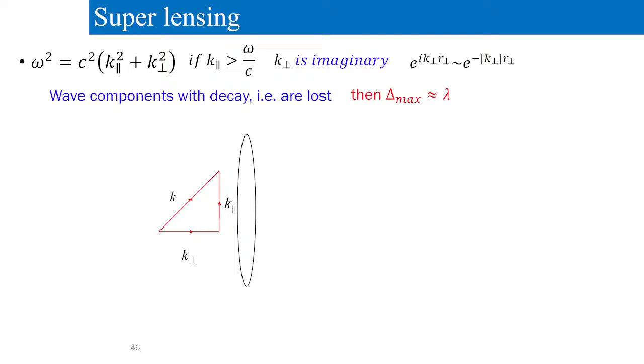And under what condition will they be lost? When the maximum path difference delta is approximately equal to lambda. So they will be lost in that case.